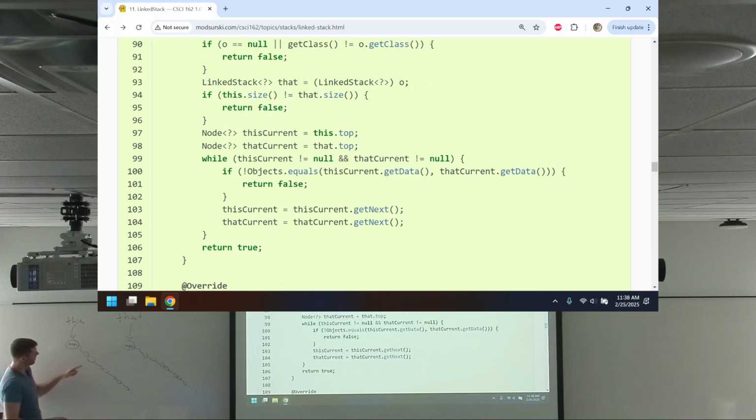So what I want to do is this current is pointing to the top. That current is pointing to the top. I check, are their contents equal? If they are, go to the next two. That's what this is doing. This is always checking, are they not equal? Because they're equal, they're equal. They're not equal. Oh, well, now I know they're not equal.